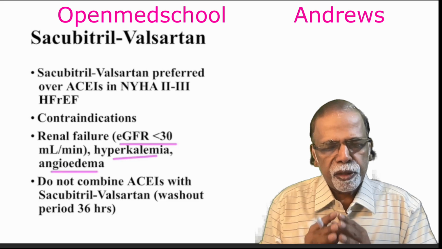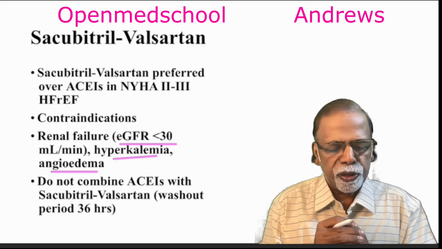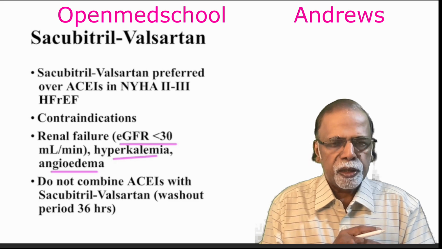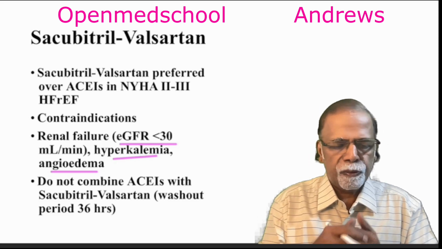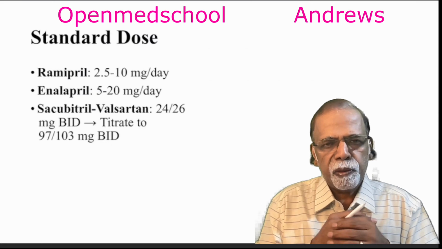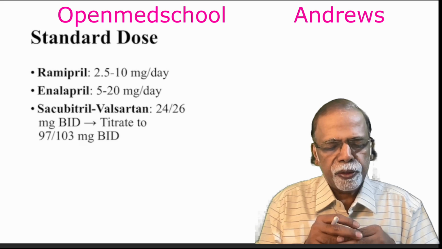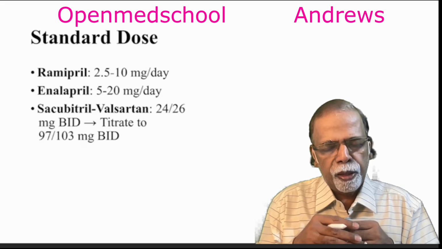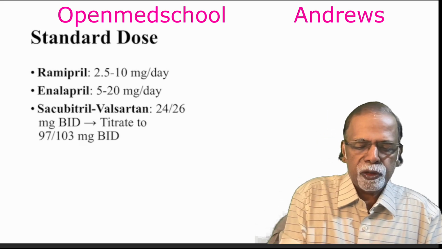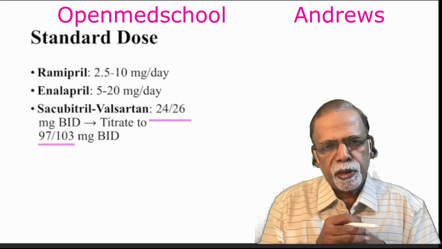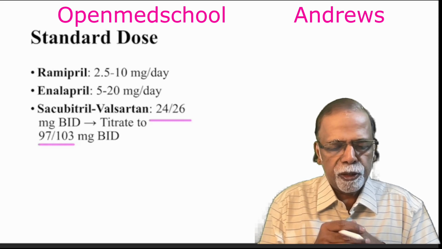Do not combine ACE inhibitors with sacubitril valsartan or ARNI; use it only after a washout period of 36 hours. So if the patient is on an ACE inhibitor, wait for 36 hours before starting the sacubitril valsartan combination. The standard dose of ACE inhibitor: if it is ramipril, 2.5 to 10 mg per day, and enalapril 5 to 20 mg per day. But many patients are unable to tolerate up to this 20 mg. Sacubitril valsartan starts at 50 mg, that is 24-26 mg BD, and is titrated to 200 mg, that is 97-103 mg sacubitril valsartan combination, twice daily. So this is the standard dose.